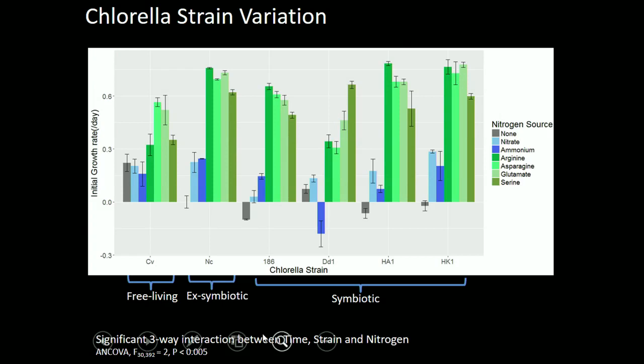In particular, DD1 has a very different profile to the others, preferring serine as its best amino acid compared to the others, which prefer either glutamate or arginine. So it does seem that there are slight differences within the symbiotic chlorella. And the free living has a fairly different profile to the rest of them. If you look at the relative difference between the growth rates on the amino acids compared to the inorganic sources, it does relatively better with the inorganic sources, which is what we'd expect from a chlorella that was used to living in a minimal environment.